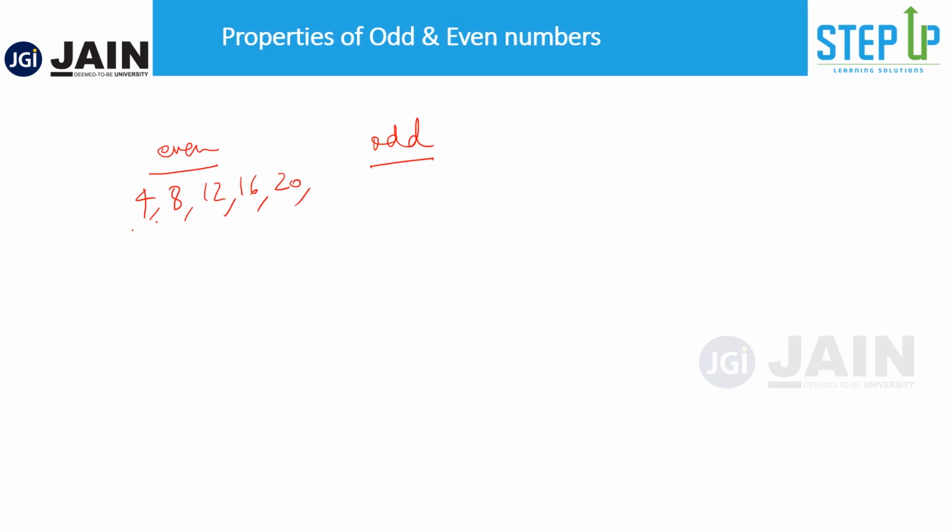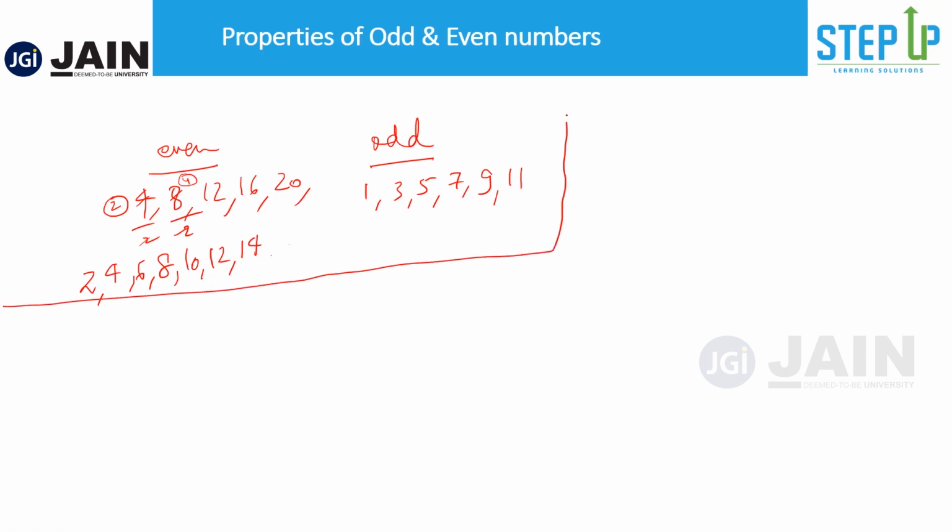So for example, if you do 4 by 2, what do you get? 2 into 2, 4. That means you get 2, right? There are no decimals. Similarly here, if I divide 8 by 2, you get directly 4, right? So all your even numbers are 2, 4, 6, 8, 10, 12, 14, etc. All these are even numbers. Now what are odd numbers? Those which do not divide evenly by 2. That means all the other remaining numbers, that is 1, 3, 5, 7, 9, 11 and so on. Now what we want to know here is what are some of the properties of these numbers, right?